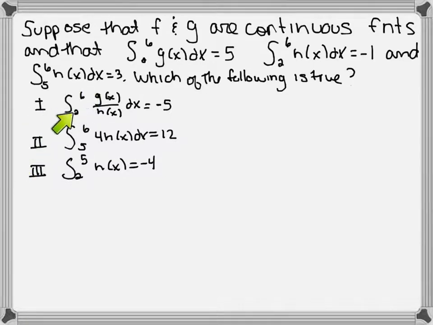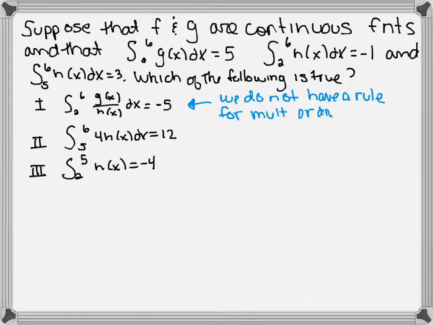The first one says find the area under the curve between 2 and 6 of g of x divided by h of x. If you remember the rules that we learned for definite integrals, we didn't learn any rules for multiplication or division. So we don't know whether this is -5. It might be -5, but we don't have enough information because we cannot separate these into two integrals like we do with addition or subtraction. We don't have a rule. So I can't say one is true.